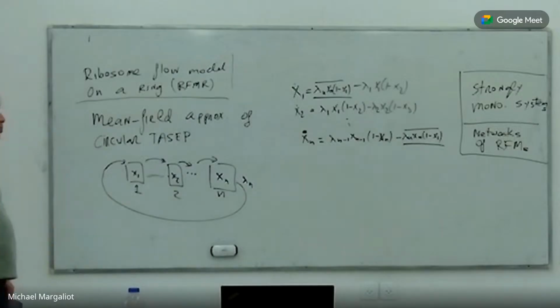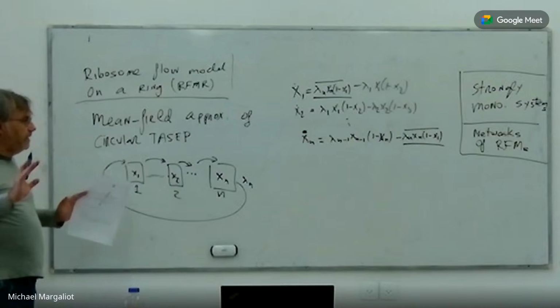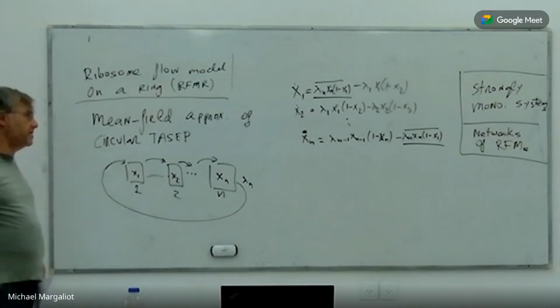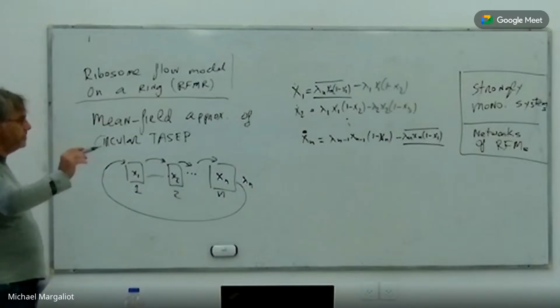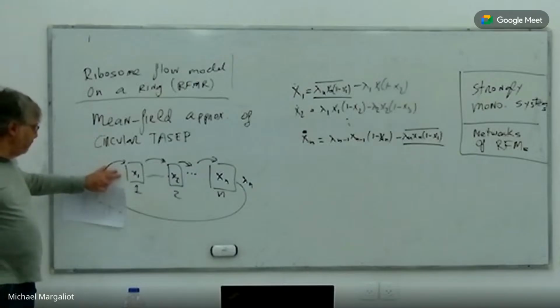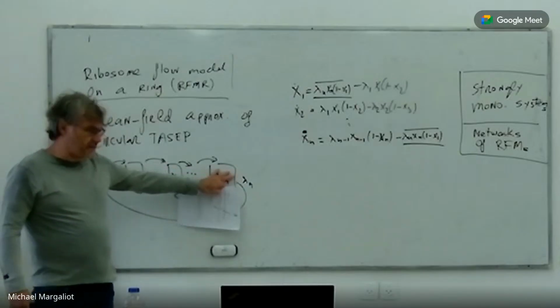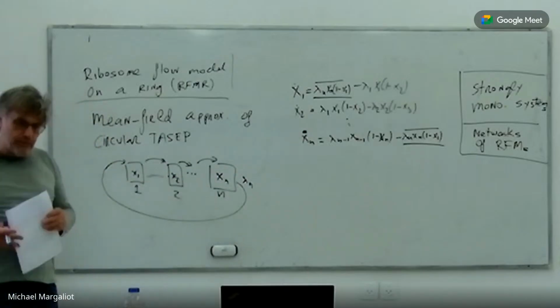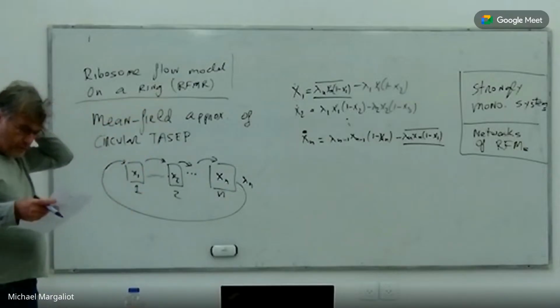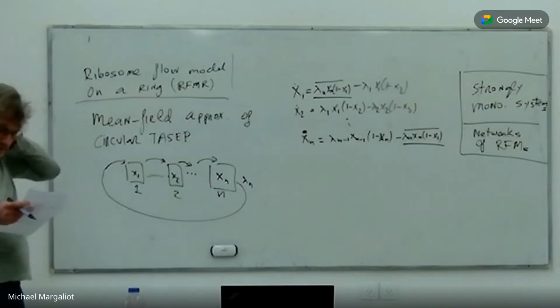So in some sense, this model is more elegant than the RFM in the sense that all the equations here look exactly the same. In the RFM, the equation for the first site and the equation for the last site are a little different from all the other equations. Here, because we have this circular symmetry, all the equations are completely identical. They have the same structure.